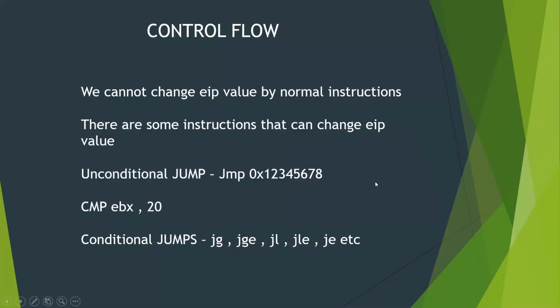So guys, now we will be taking a look at control flow instructions. Control flow means controlling the program's flow. We can control the program's flow by changing the instruction pointer's value. I have already said that we cannot change the EIP value by normal instructions. That means we cannot change the EIP register value by simply using move, add, subtract, multiplication, etc. But there are some instructions that can change the EIP value.